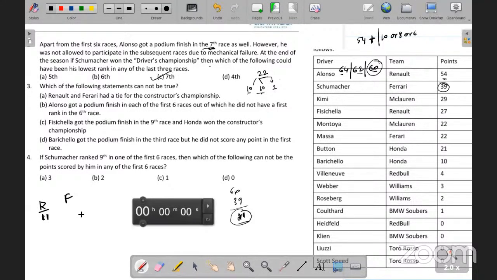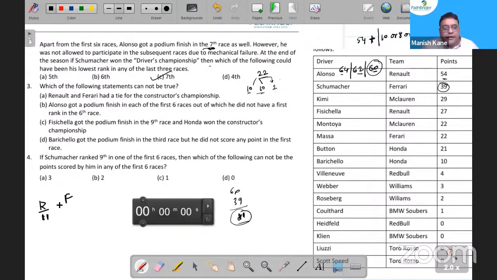61. Total of Ferrari is 61. Ferrari 39 plus 22. Okay, 61. And Renault is 54 plus 27. That is 81.